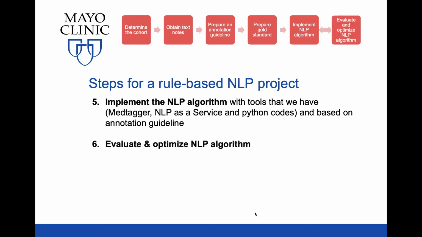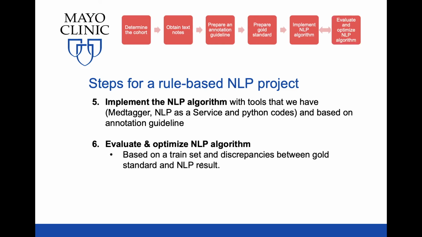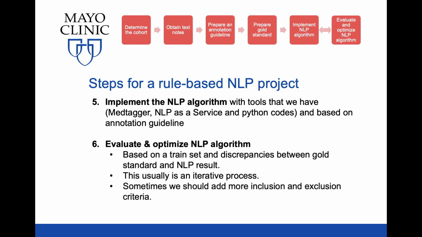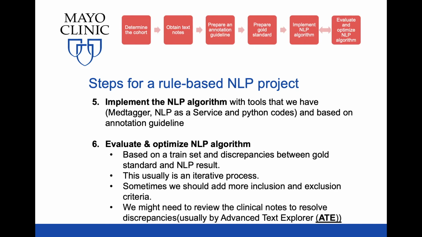Then we need to evaluate and optimize an NLP algorithm based on the training set and based on the discrepancy between the gold standard and the NLP result. This is an iterative process. We should go back and forth as clinicians, learn something, check the performance, and optimize the algorithm. Sometimes we should add more inclusion and exclusion criteria or terms, or sometimes we need to review the notes in the clinical domain.